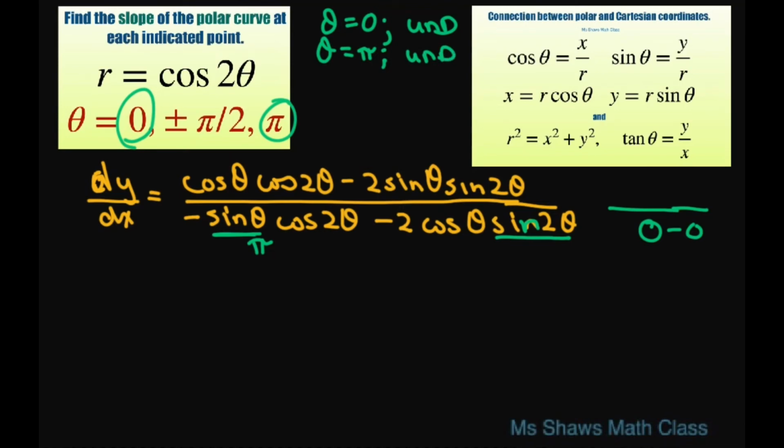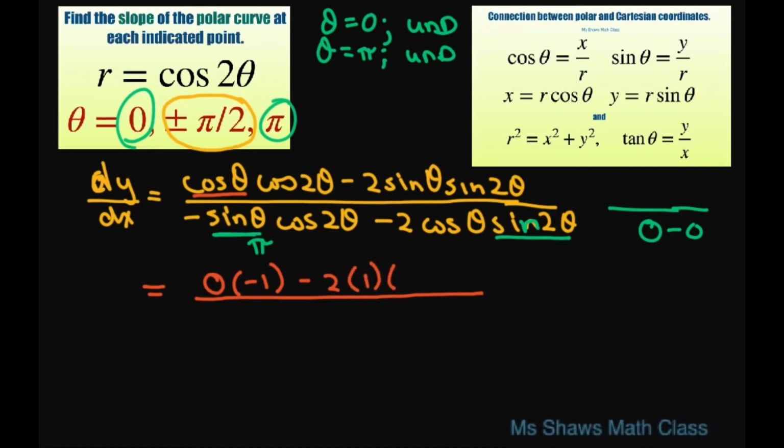So now let's just worry about theta equals pi divided by 2. For that, you substitute in pi divided by 2. You're going to get 0 for this piece. And this piece here is going to give you negative 1. Then you have minus 2 times 1. But then you're going to get 0 again. So in the numerator, you get 0.